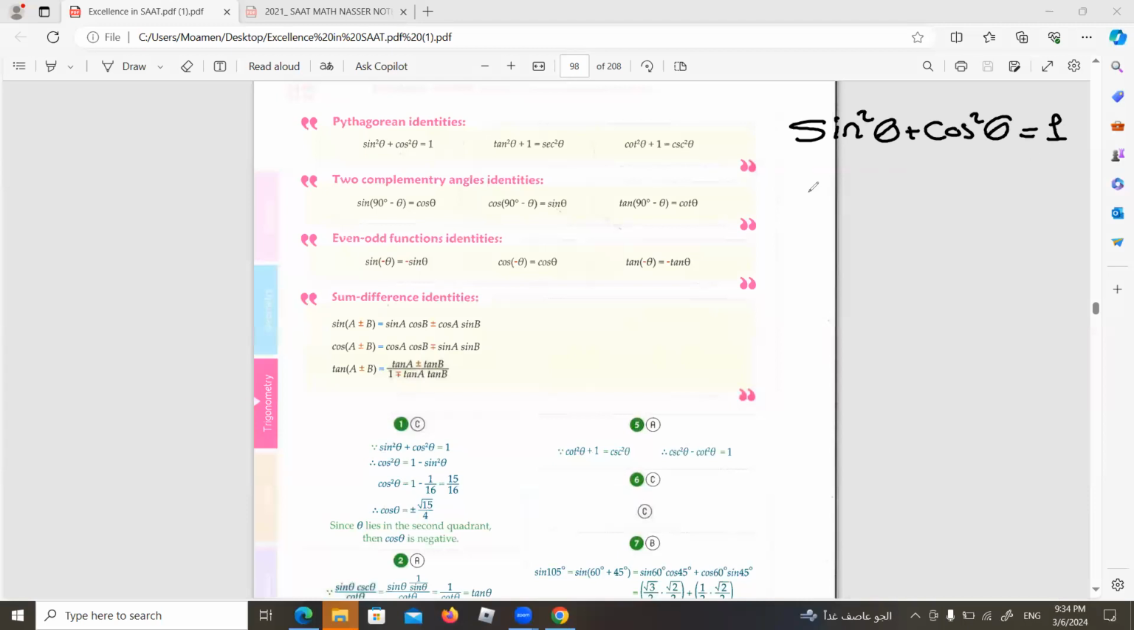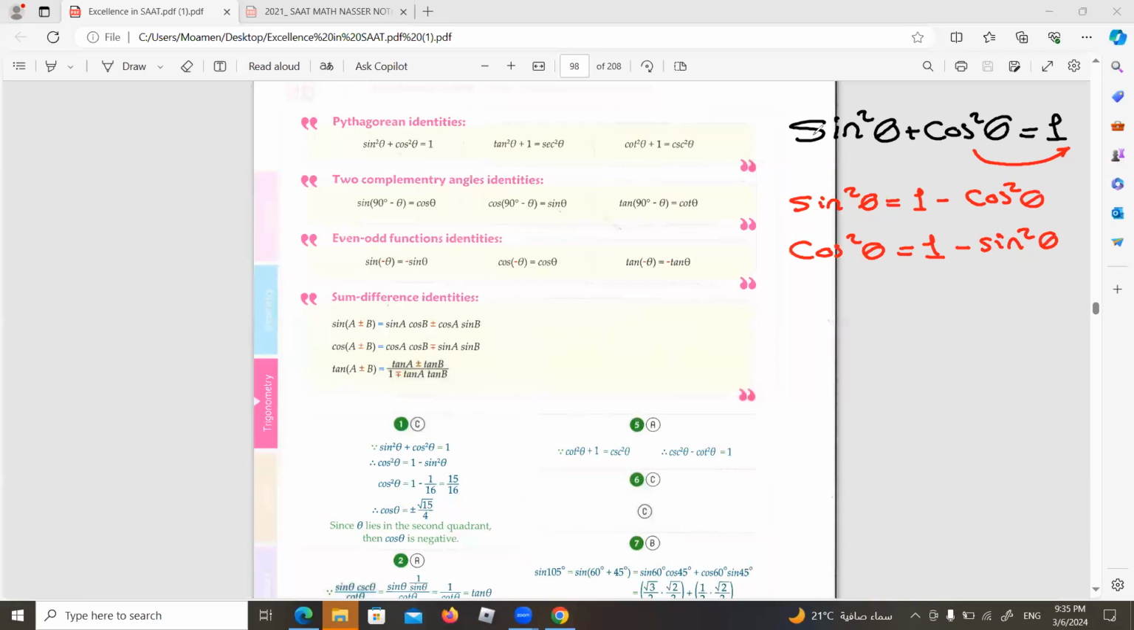And we also get two other equations from it. It means I move cosine to the other side with the opposite sign. So it will be sine squared theta equals 1 minus cosine squared theta. And also we get cosine squared theta equals 1 minus sine squared theta. So yesterday we talked about the Pythagorean identity.